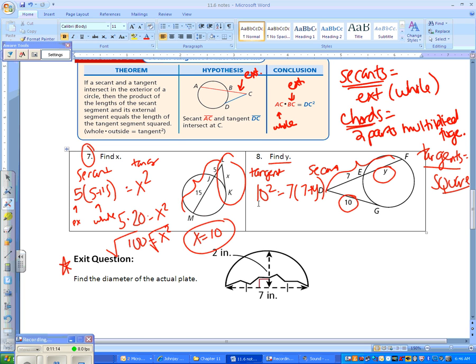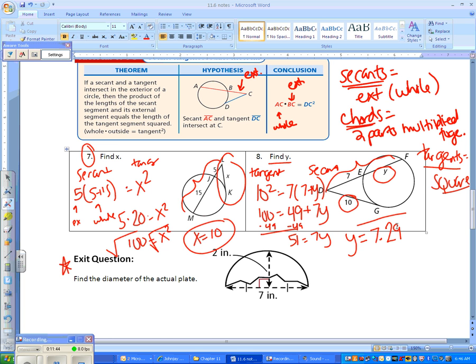Okay, so let's see what that gets. 10 squared is 100, and for here you're going to have to distribute. So 7 times 7 is 49. 7 times y is 7y. And now again, we just have a simple multi-step equation. You subtract the 49 from both sides, and you get 51 equals 7y. And then you divide by 7, and you get y equals some weird number, like 7.28.